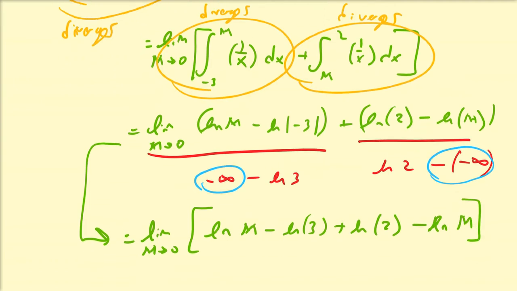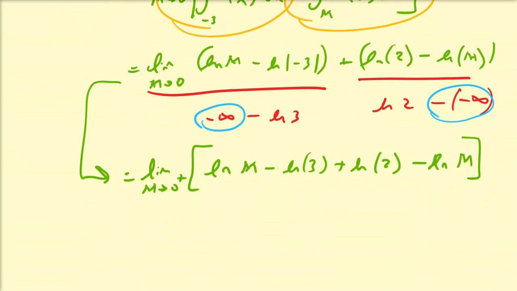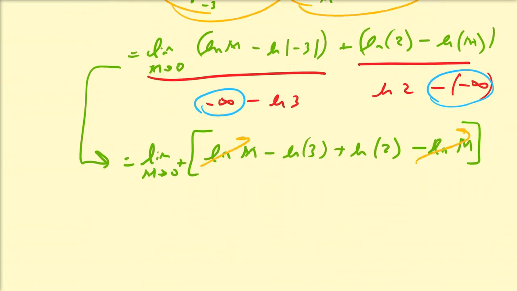Now if m is a non-zero number, which we can assume, approaching 0 from the right, then the natural log of m and negative natural log of m will cancel. And this is now going to be independent of m. So this is going to be equal to the natural log of 2 minus the natural log of 3, which is just the natural log of 2/3, which is a very pretty number.